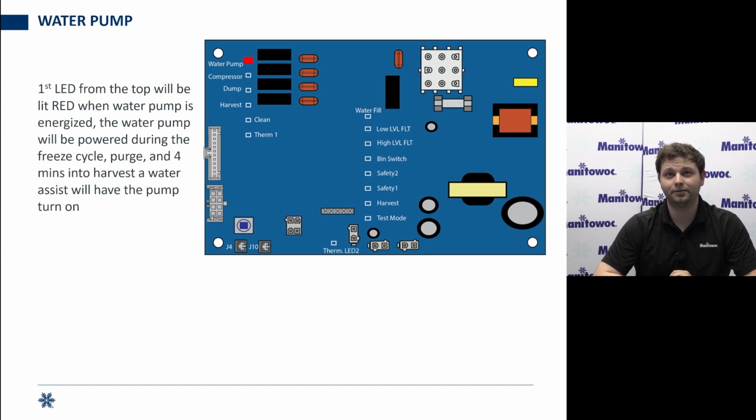Next is our relays. So our very top, our first LED, is that water pump LED. This is energized when the water pump has energy put to it. It is supposed to be running. During this time, you'll see it's usually in the freeze cycle, the purge, or even 4 minutes into a harvest, just because it needs that water assist. So the pump will pump water over the ice to help it fall. But otherwise, normally it'll just be in the freeze and purge.